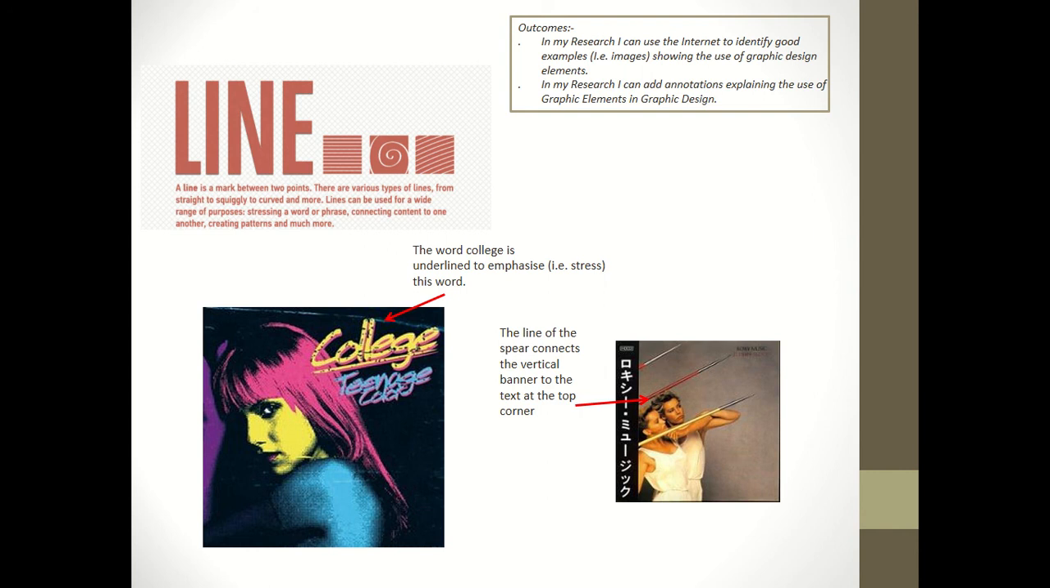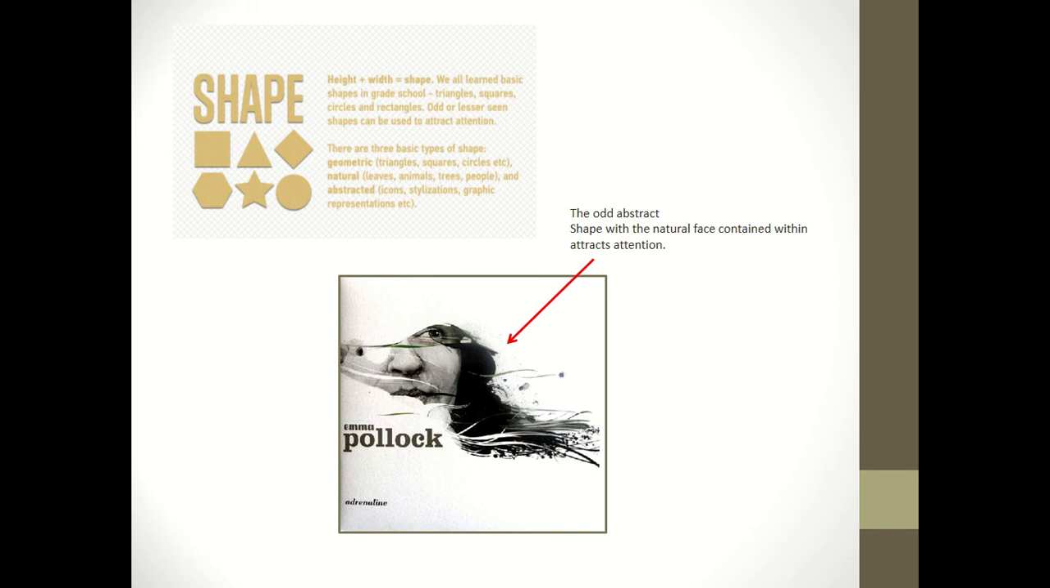We've got another example here at the bottom right hand corner, where it says the line of the spears connects the vertical banner to the text at the top corner. So again, if you look at the description, line can be used to connect content to one another, and that's an example of line being used exactly for that purpose. You would then choose another graphic element and try and find in your examples that you got from the internet where that graphic element has been used.